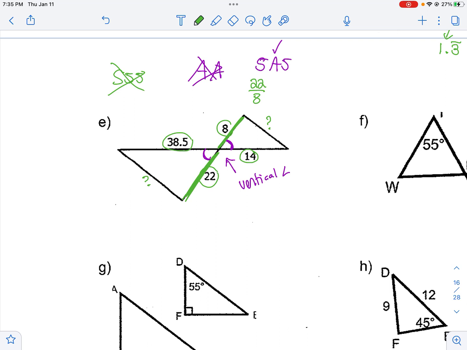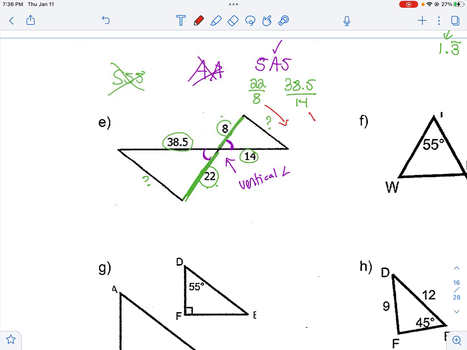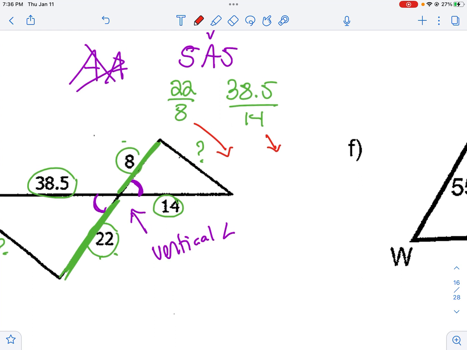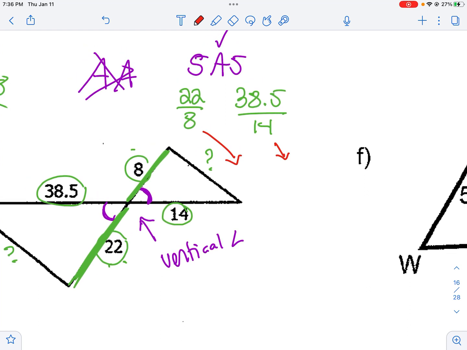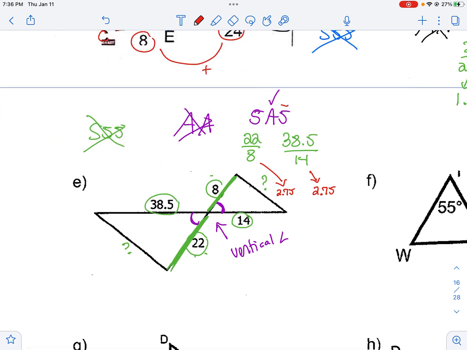But you do want to go in the same order. So since I used the bigger side on top, 22 over 8, I want to use the bigger side, 38.5 over 14. And again, I have to show that these are equal. On this one, I'm going to do the division and I'm going to get decimals. If I do 22 divided by 8, I get 2.75. If I do 38.5 divided by 14, I get 2.75. So as long as these are equal, I can prove that these are similar by side, angle, side.